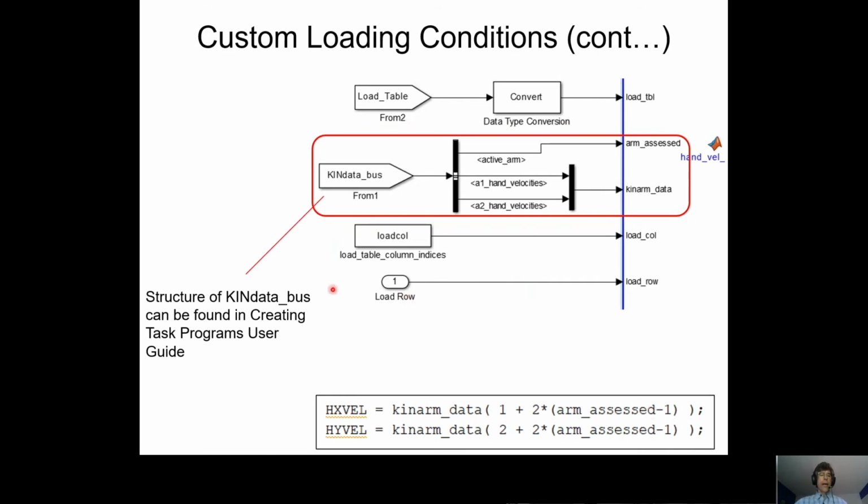Likewise, we can access information for the velocity dependent loads. Of course, we need to know what is the velocity of the Kinarm. And so there is this structure called the KinData bus, which is part of a go-to-from tag. And this allows us to get all sorts of information, including, for example, the hand velocities. And so we can pass those in to our embedded MATLAB code. And then that allows us to write embedded MATLAB code like this down here.